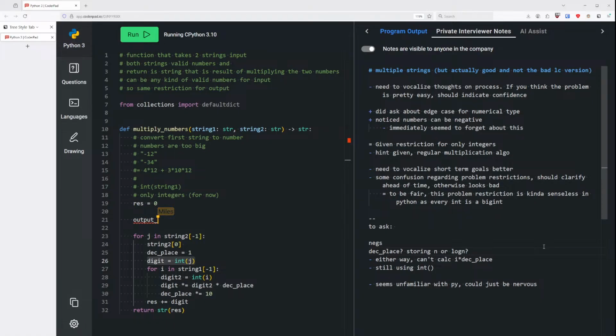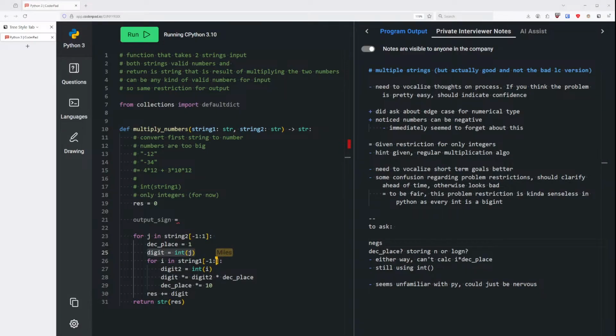Output sign. So like remove this. But I need to make sure that this only goes till 1. Or wait, no. I want to make sure I just ignore it in the loop, because it's not guaranteed to be there. So this will be string 1 of 0 equals symbol.